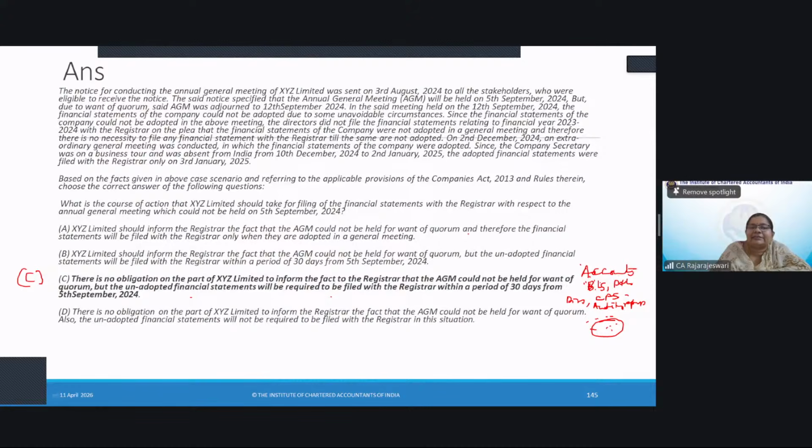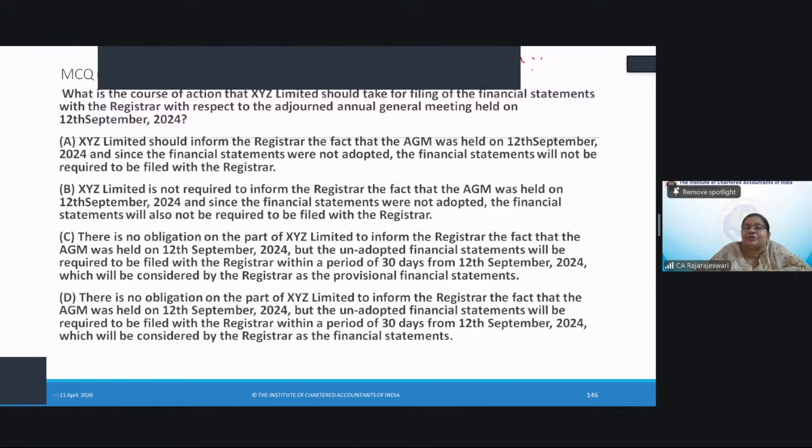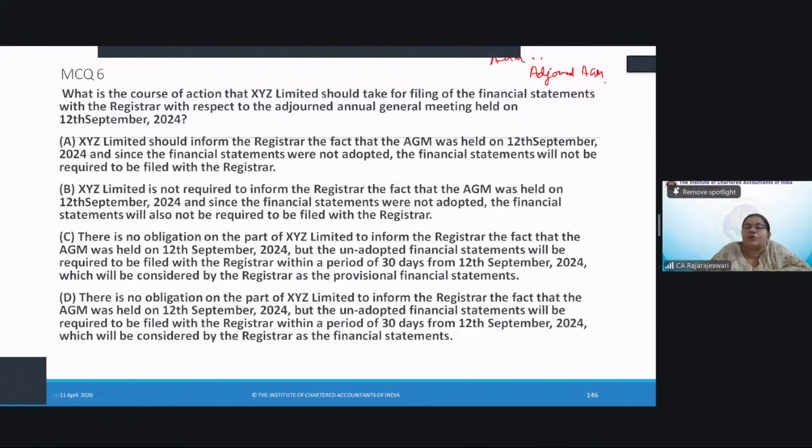We'll proceed with the next MCQ with the same case scenario. What is the course of action that XYZ Limited should take for filing the financial statements with the registrar with respect to the adjourned meeting? See, the first question was about the AGM. The first scenario was the AGM. The second MCQ is about the adjourned AGM on 12th September. The first one talks about 5th September. Now this talks about 12th September.